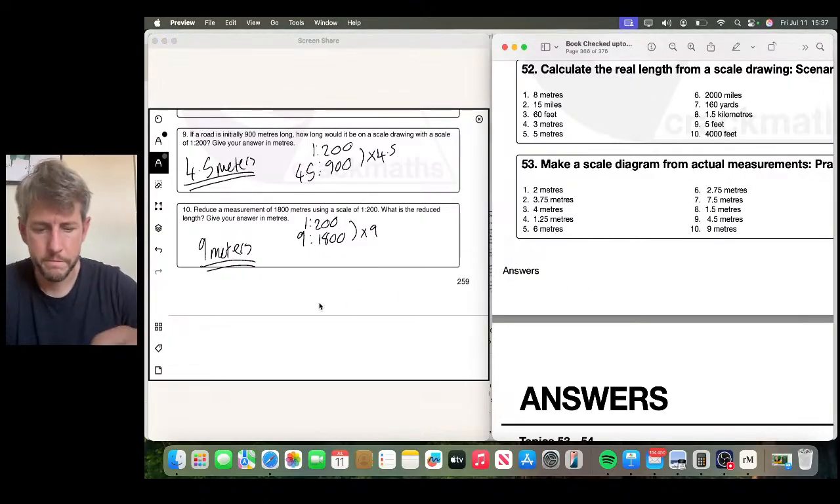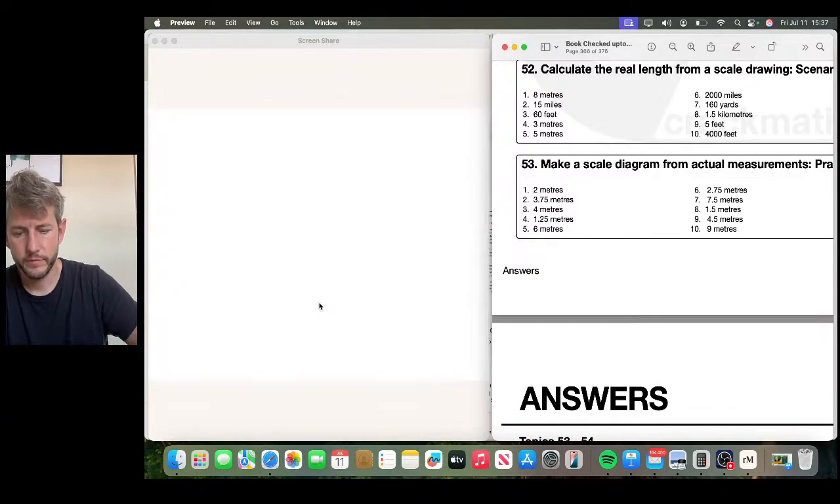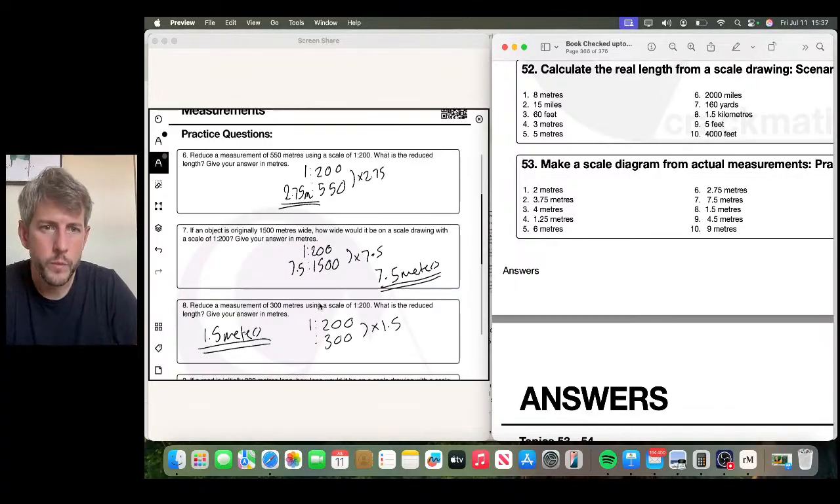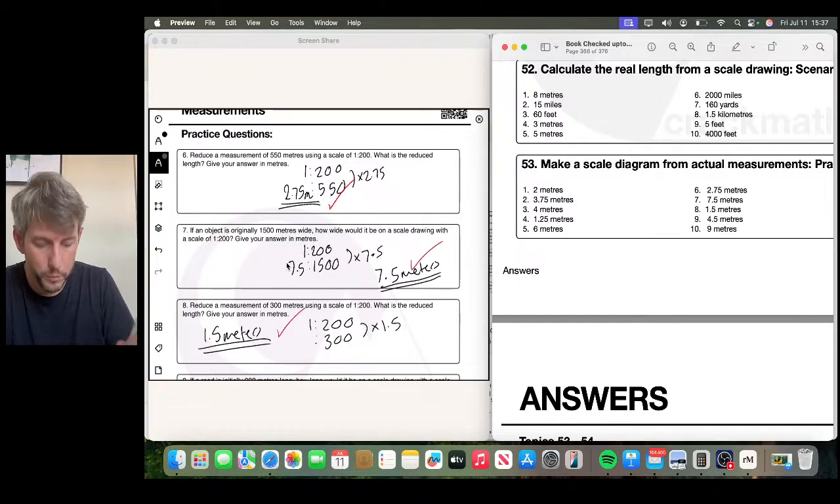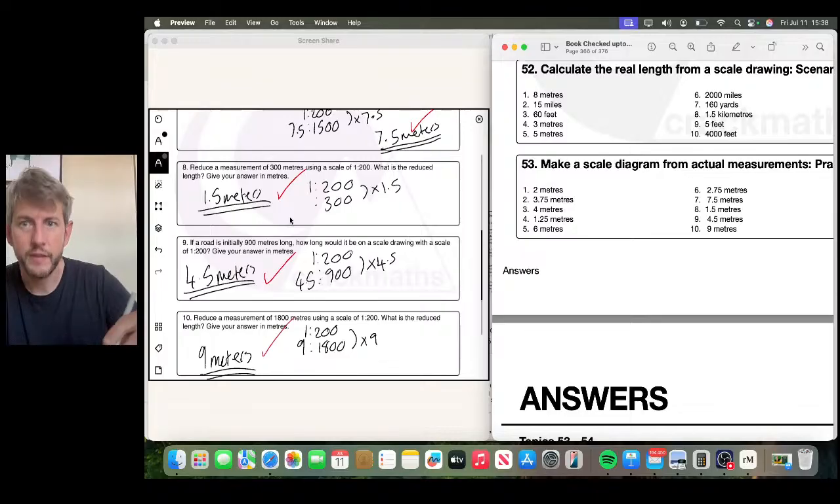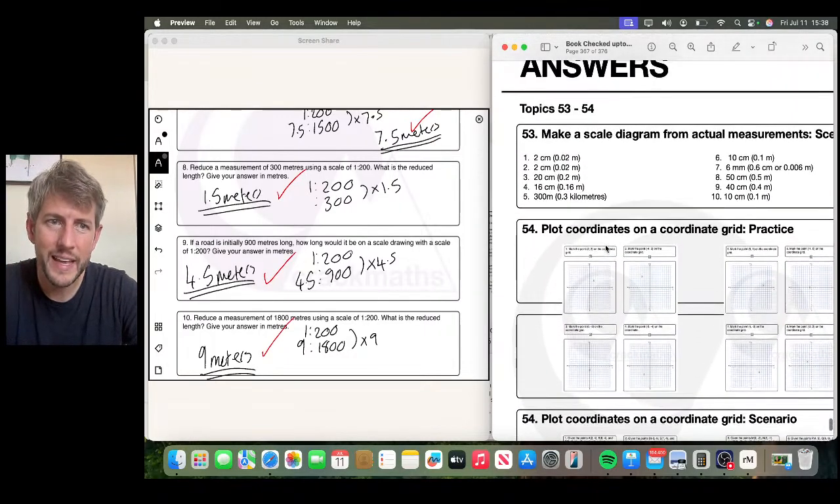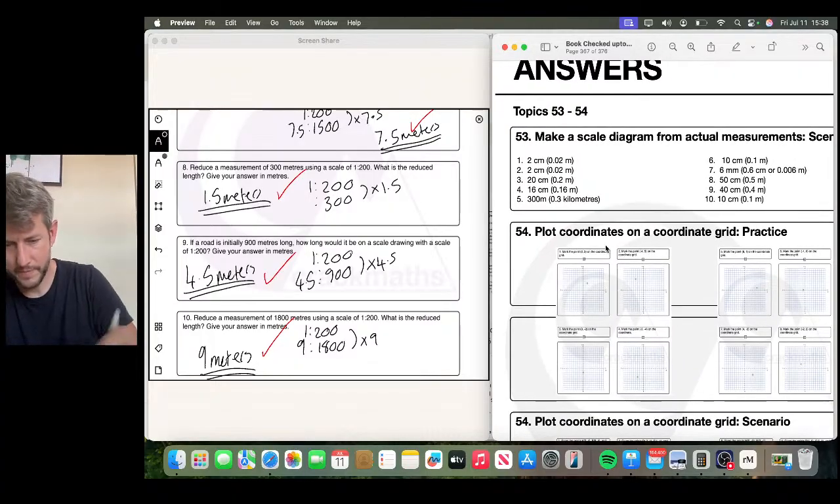Right, so we've got 2.75, 7.5, 1.5, 4.5, yeah, and 9. Wonderful. Okay, right, on to the scenario questions for these ones. This might be our last round of questions, because I think I'm gonna run out of time.